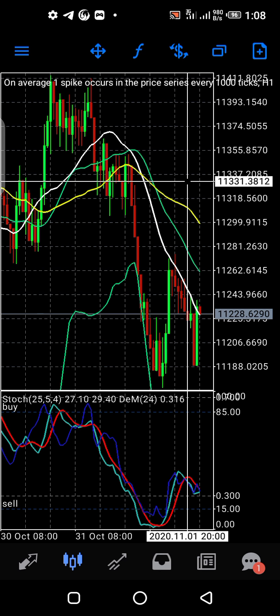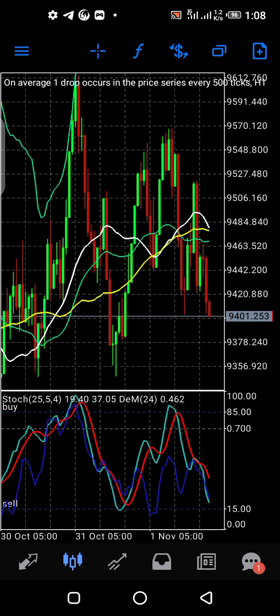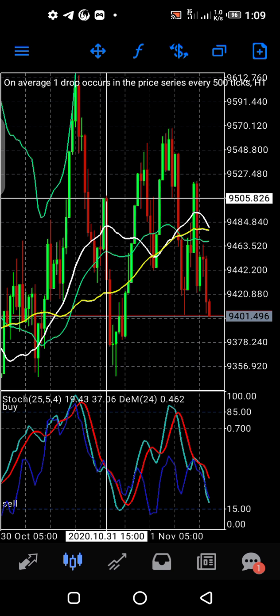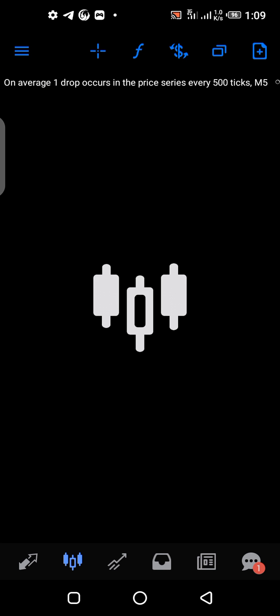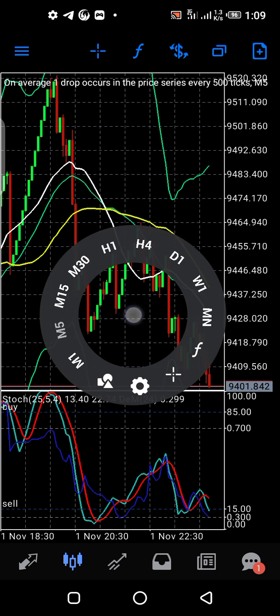Now let's go back to crash 500. Crash 500 has met the condition that is needed because it's on a downtrend on H1. Now, since it's on a downtrend on H1, we put it on M5. You can see here, there will be massive spikes from time to time. It's a downtrend. Now, the first thing to do in this strategy is your Bollinger Bands.